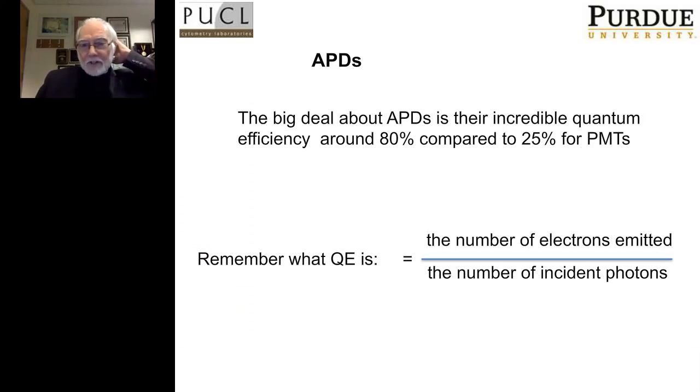Well, there are a number of issues, and I'm not going to go into a great deal of technical detail in this webinar, but I have prepared some other materials that will be made available shortly that will give much more detail on each of the things that I'm talking about today. But APDs are incredibly efficient. And if you remember what quantum efficiency is, it's basically the number of electrons emitted divided by the number of incident photons. So this is around about 80% for APDs, compared to about 25% for PMTs.